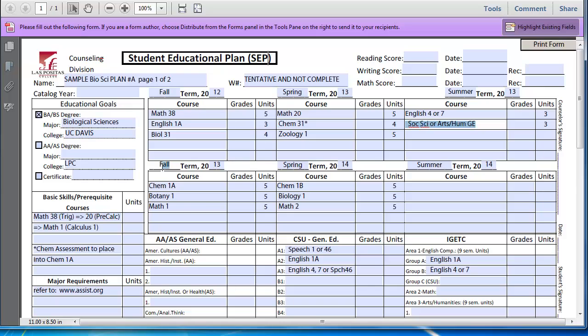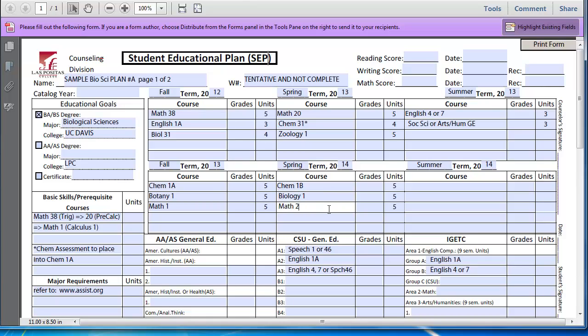The following fall semester, enrolling in Chem 1A for 5 units, Botany 1 for 5 units, and then Math 1. So these semesters are going to be very intense, because you'll be taking 1 math class plus 2 science classes with labs. Then the following spring semester, spring 2014, finishing up the first year of chemistry, Chem 1B, Biology 1, and Math 2.